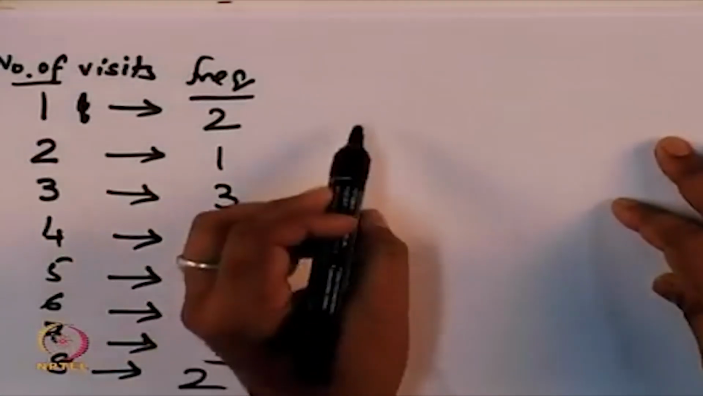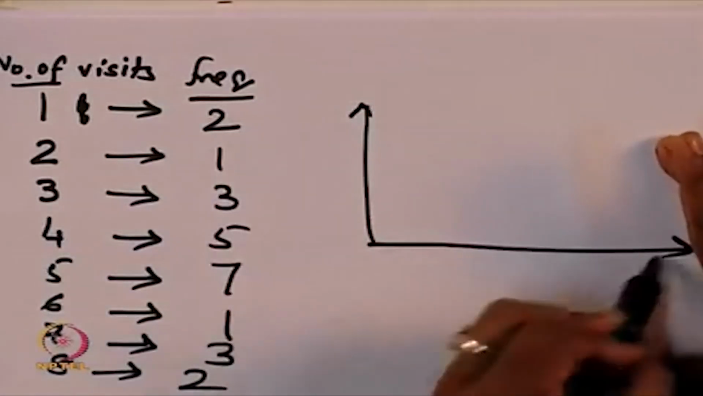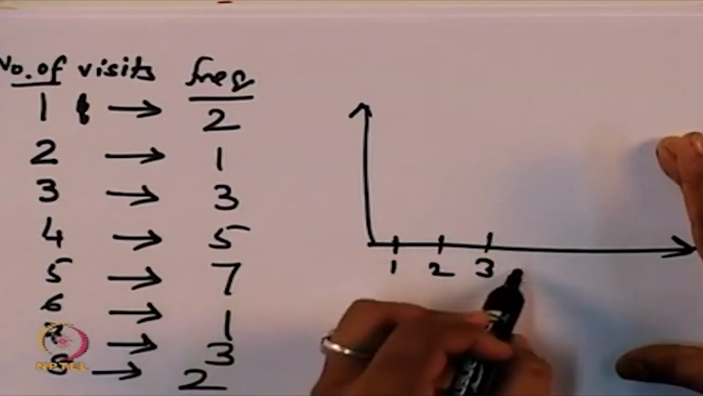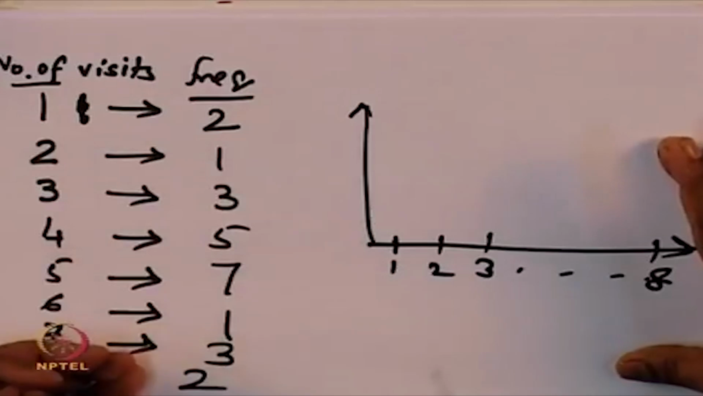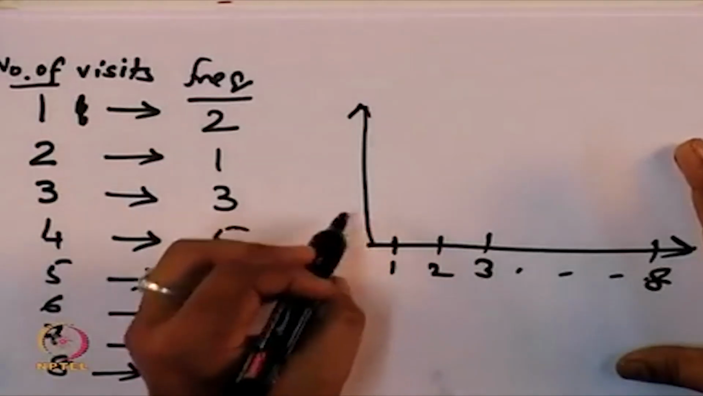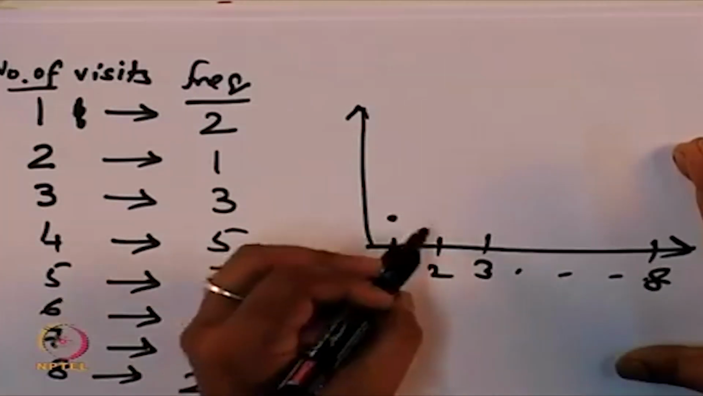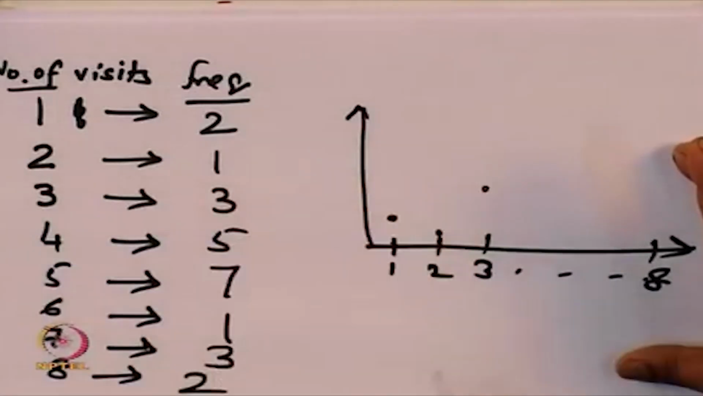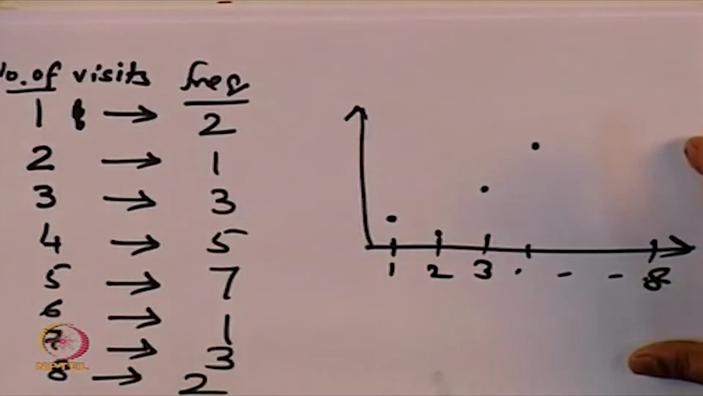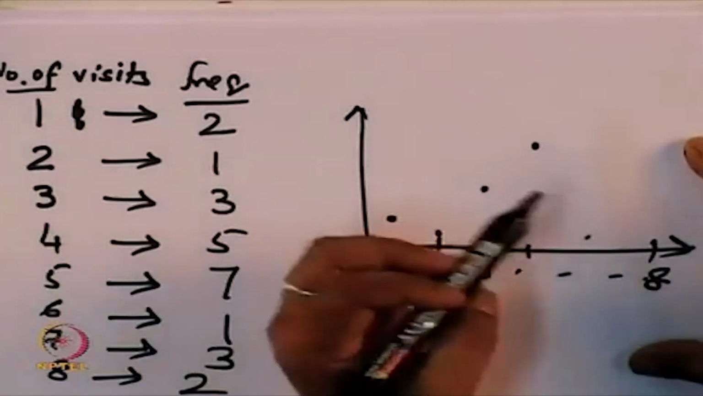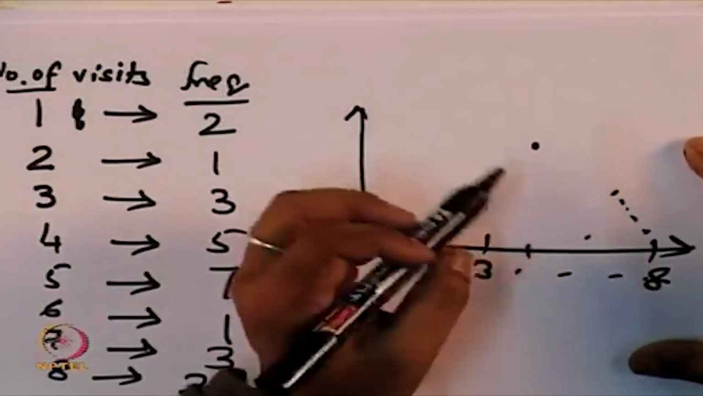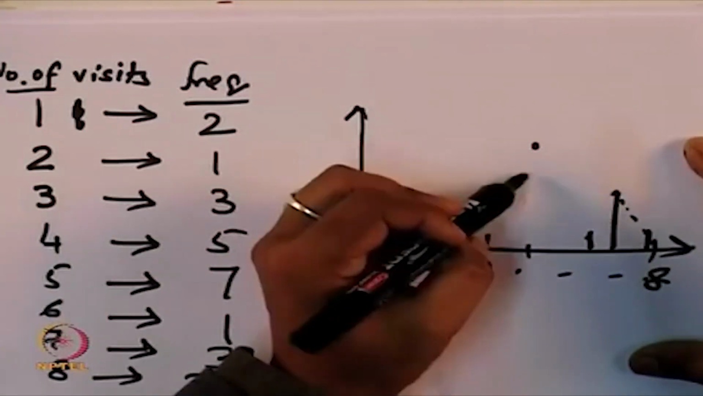So, you have the number of visits. Of course, this axis has to be 1, 2, 3, like that, and because these numbers are small, there is absolutely no necessity to make it into a relative score. You can just have these values. So, for example, for 1 it is 2, for 2 it is 1, for 3 it is 3, for 4 it is 5, okay. 6 it is 1, 7 it is 3, 8 it is 2. Okay. So, if I connect that, actually I should have them as bars.